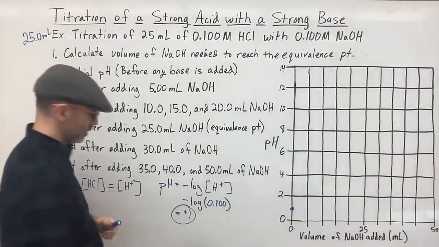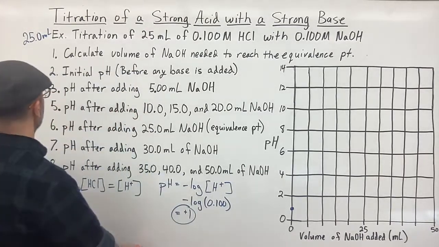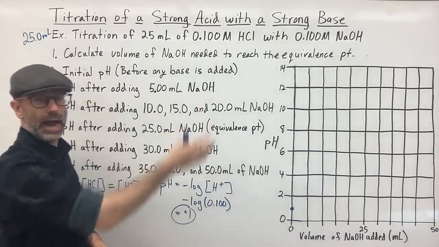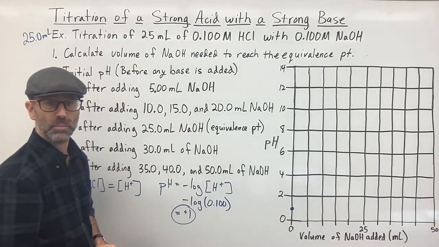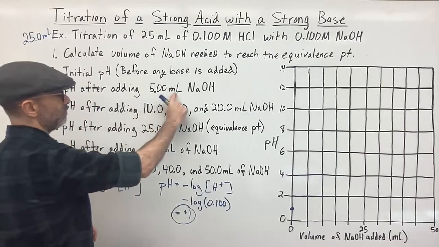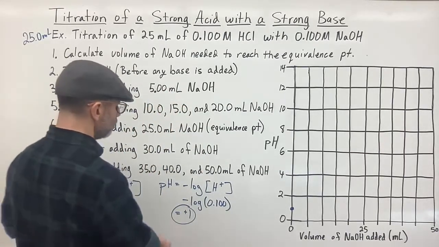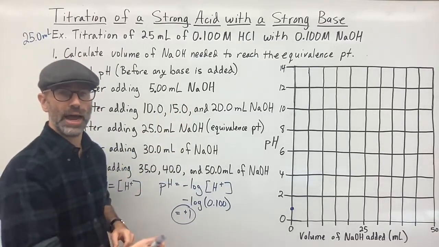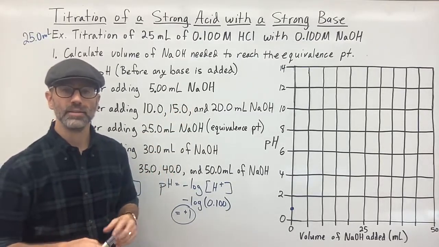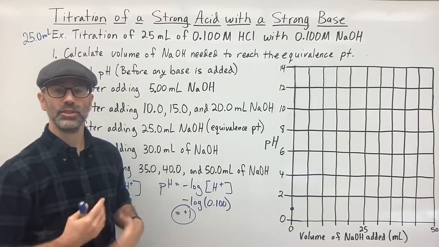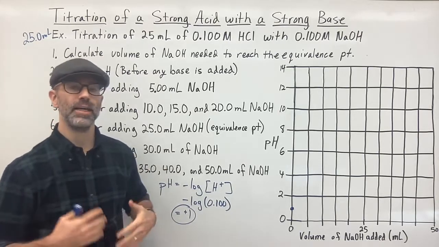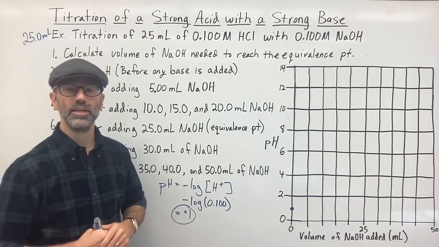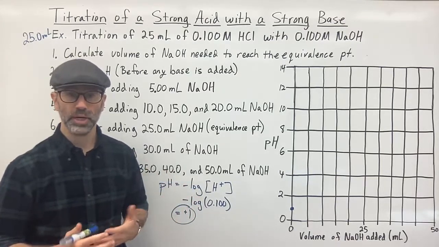So that's part 2. So now the next thing I want to do is calculate the pH after adding a little bit of my strong base. So let's say 5 milliliters. Whenever you add a strong base to a strong acid, that's going to react completely. So this is a stoichiometry problem. It's not an equilibrium problem. So we're not going to do any ice table. So we need to do a stoichiometry problem here.